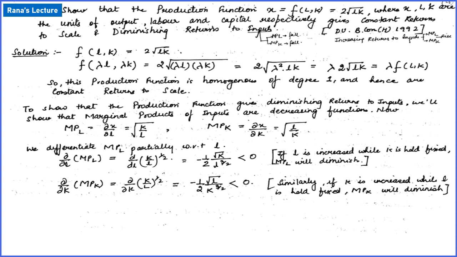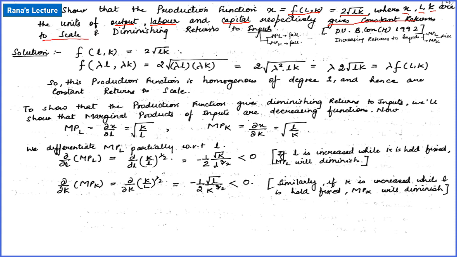Now this is a question. Show that the production function x, a function of labor and capital, is equal to 2 under root LK, where x, L, K are units of output. x is output, L is labor, and K is capital. That you already know. It is giving you constant returns to scale.